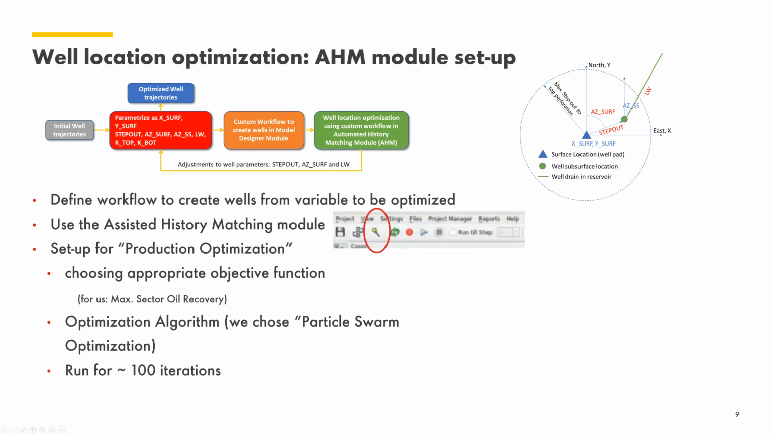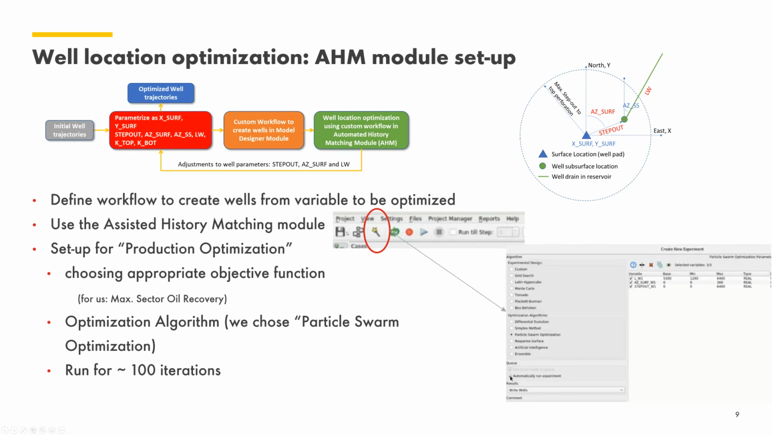So to get to this assisted history matching, you will click on this magic button in tNav, and after a few clicks, you get to this window. In this window, you can see that we have our variables, the ones that we want to vary: the length, the azimuth, and the step out, each with a minimum and maximum value. And here you can choose your optimization algorithm, which will be Particle Swarm Optimization.